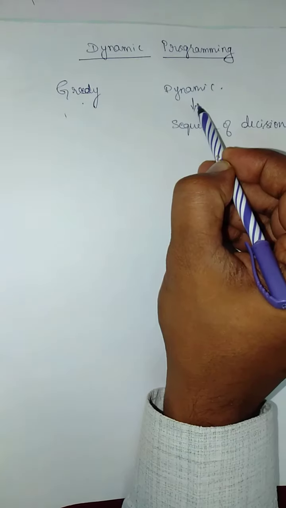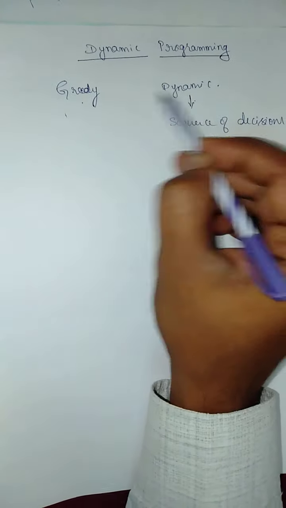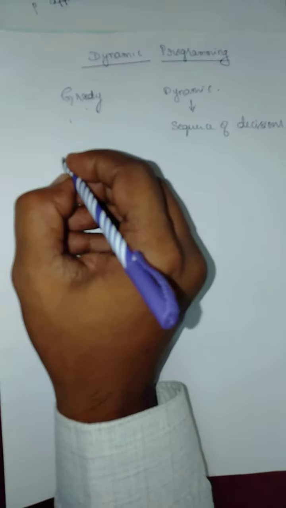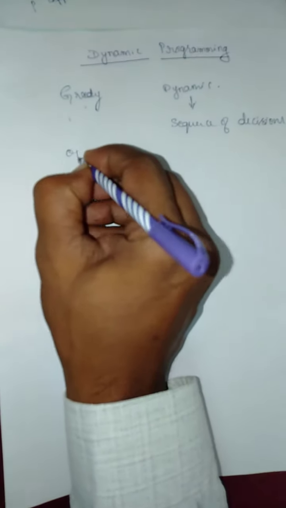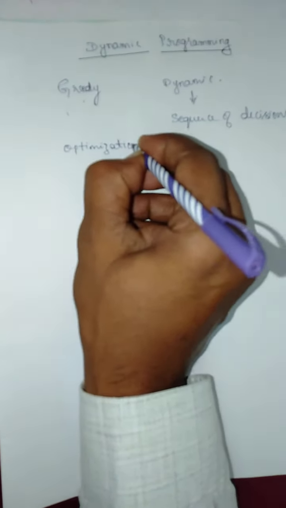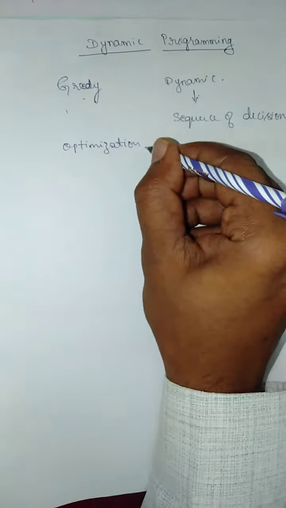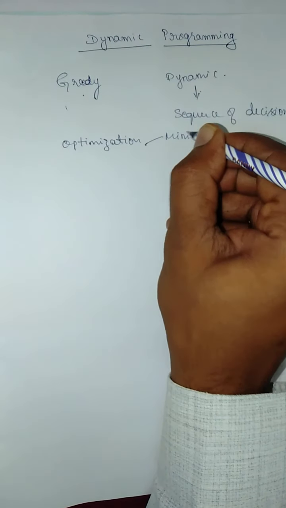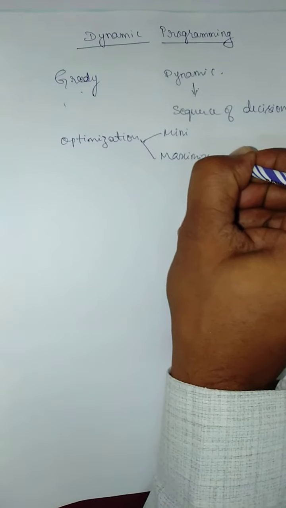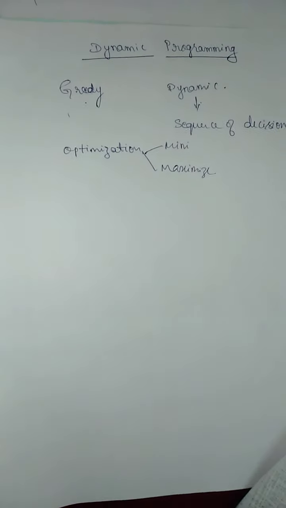Whether it is a greedy or dynamic programming strategy, both are algorithm design techniques, and both are designed for optimization problems. So our goal is to optimize. It may be to minimize some cost or to maximize the profit or whatever. So they basically are designed for optimization.